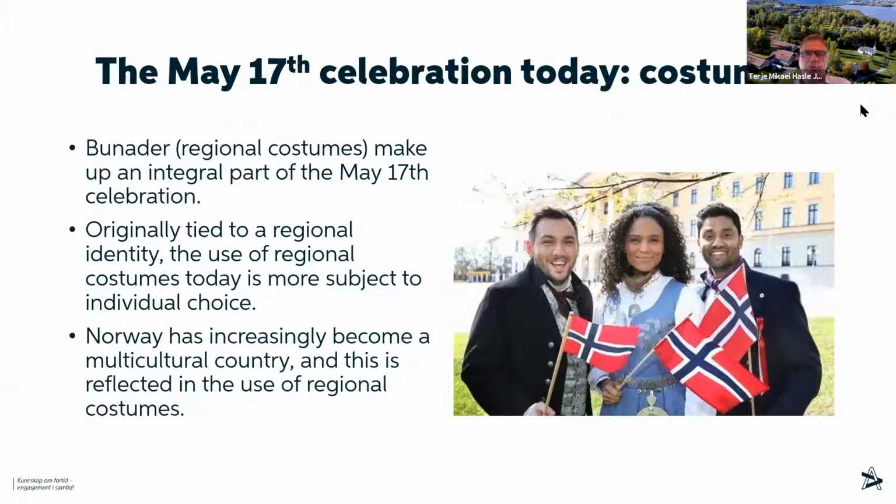And with Norway increasingly becoming a multicultural country, our minority Norwegians have also started to use regional costumes, as you see in this picture. These are some well-known TV hosts in Norway with a minority background wearing bunads.